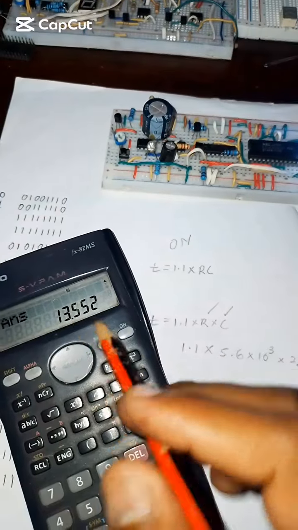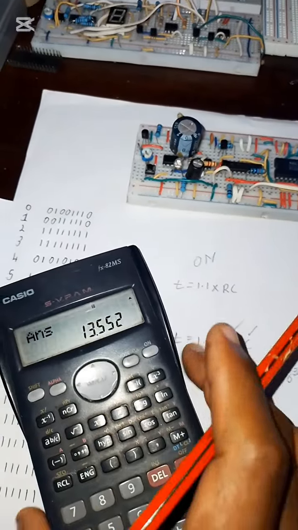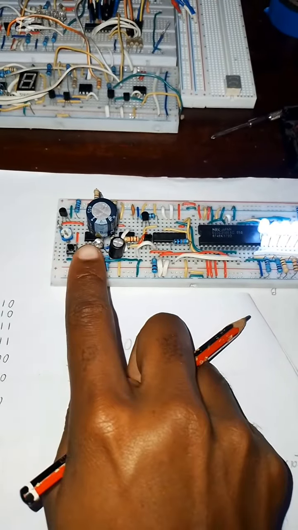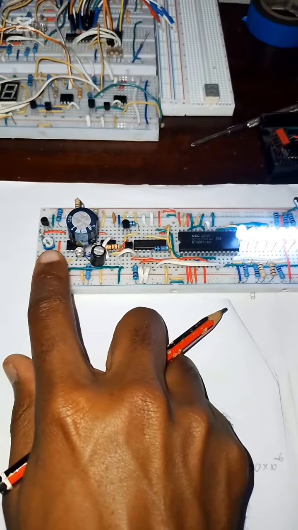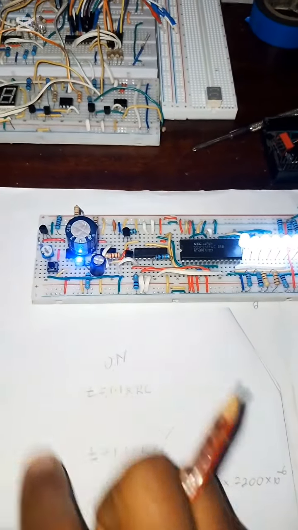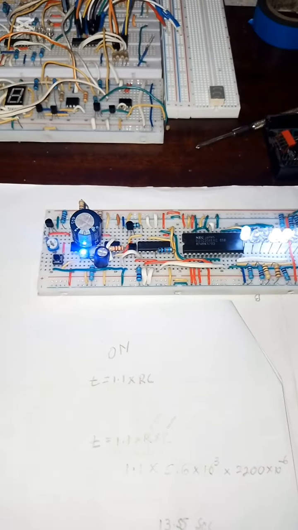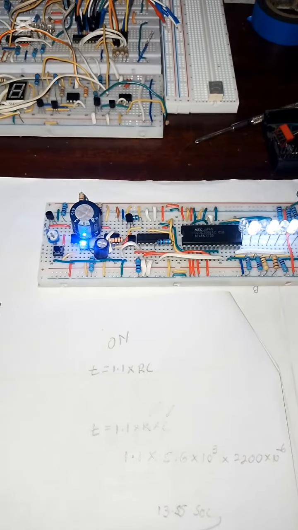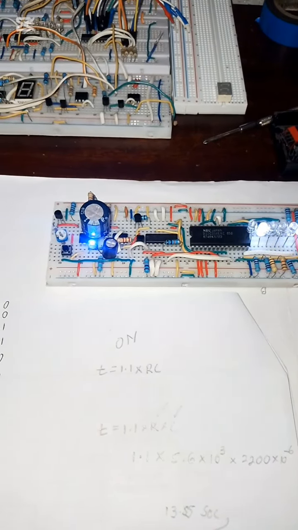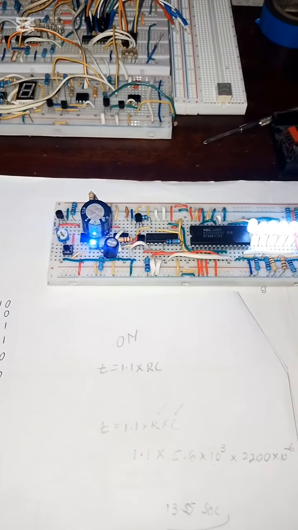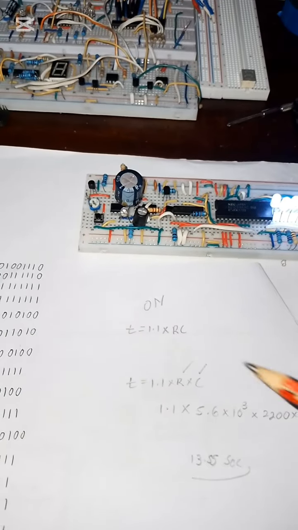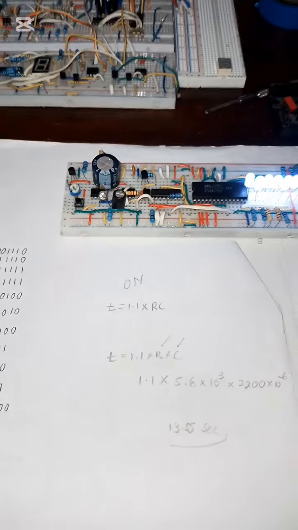So we have gotten 13.5 seconds. So let's test it and see if that's correct. If I press this, the circuit will stay on for 13 seconds and then go off. So let's see. 1, 2, 3, 4, 5, 6, 7, 8, 9, 10, 11, 12, 13. Okay, my counting is not as precise as counting real seconds. That's why maybe there's an error.